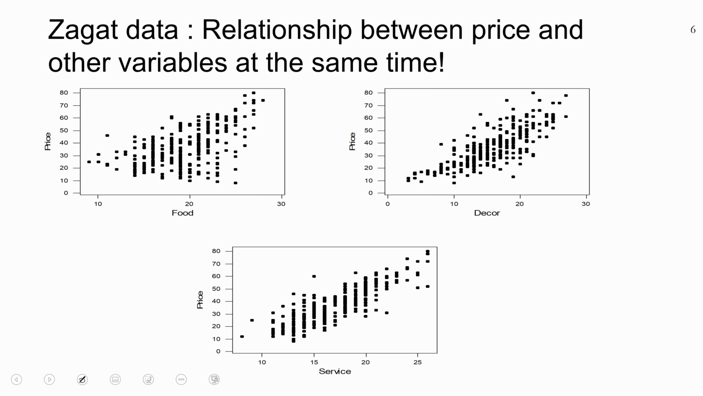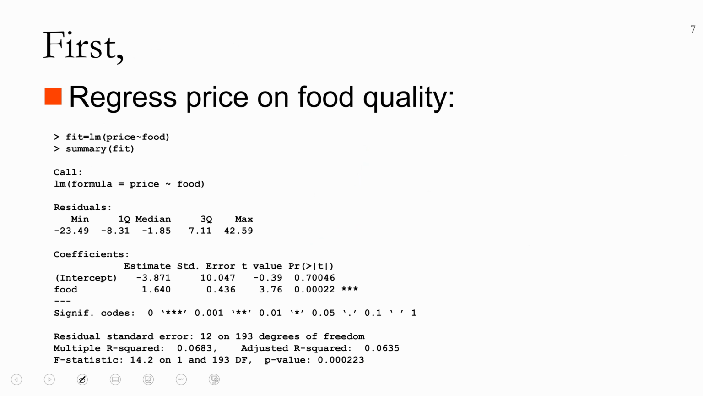If you had to pick one variable, which variable seems to be the best one? What do you think? Maybe service or decor? But you could run the one variable regression models and see which one would give you the best explanatory variable as a single variable. Let's check out price on food quality. So we're going to regress price on food, and this says we need it in the model.